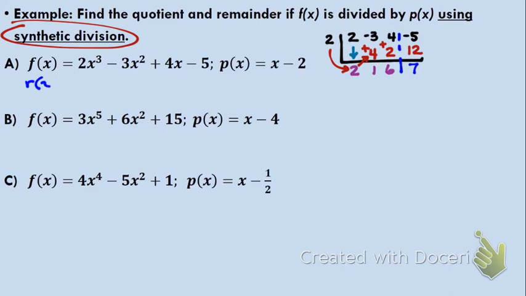What is R of x on part A? 7. We haven't done this yet with synthetic division. I want to write down my quotient, Q of x, but all I have is numbers. We're going to drop a degree because what we're dividing by, x minus 2, is a degree 1 polynomial.